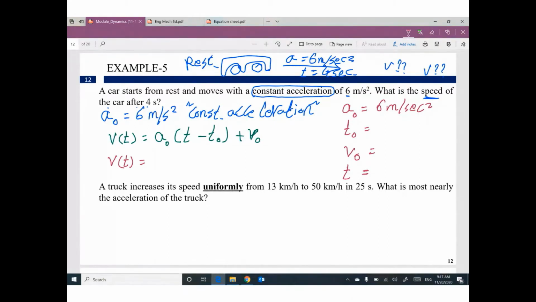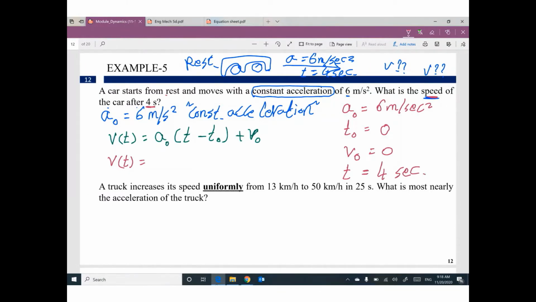I will assume the car starts from rest. From rest, no movement. That means the initial velocity is zero. The initial time is zero. At time zero, the car is at rest. So we don't have velocity at the beginning. We don't have time at the beginning. We are looking for speed, velocity, after time equal 4 seconds. So at t equal 4 seconds, we need to figure out the velocity v.